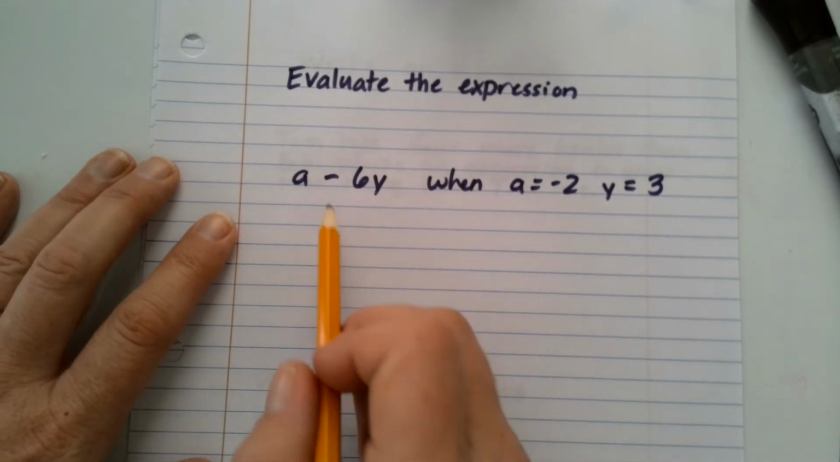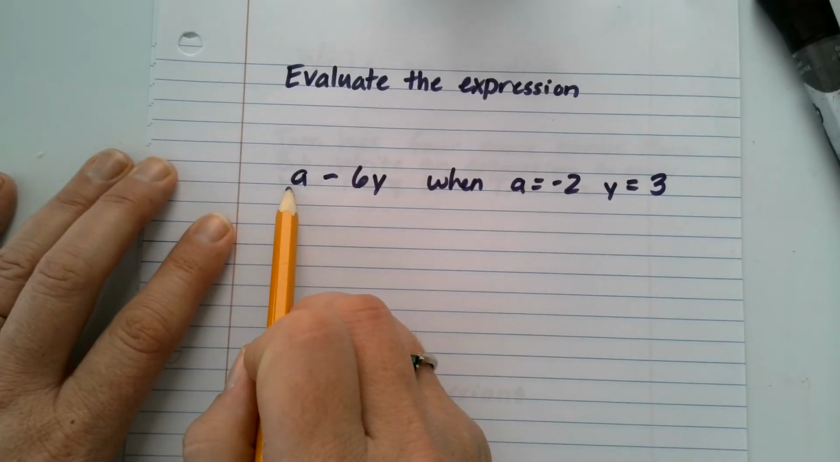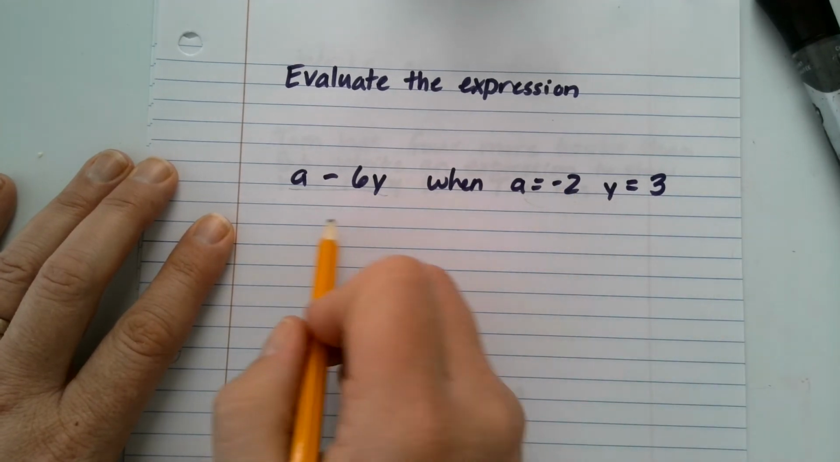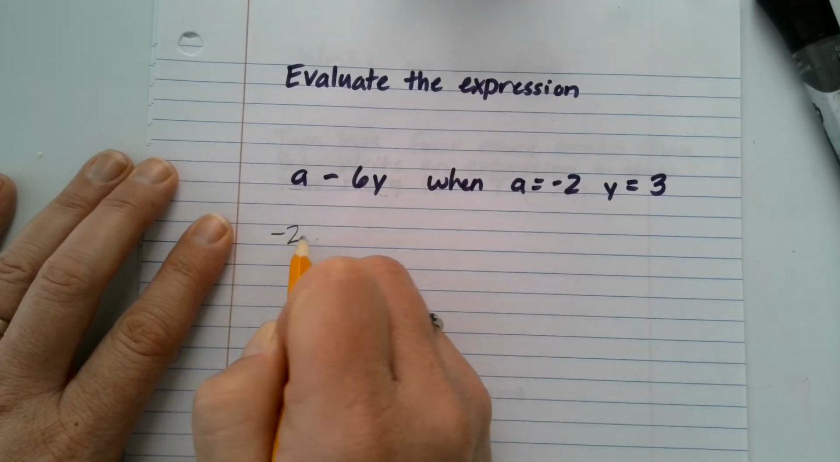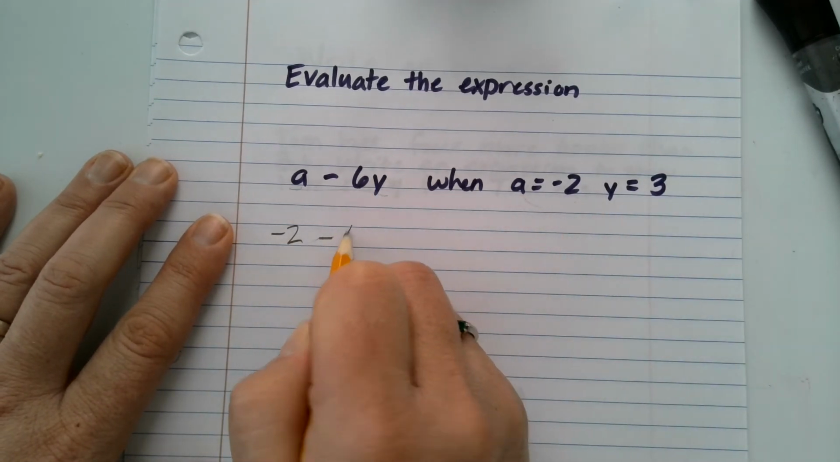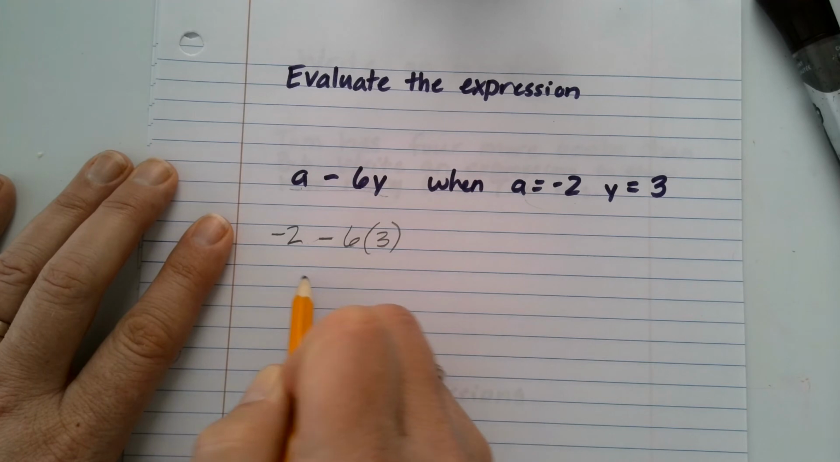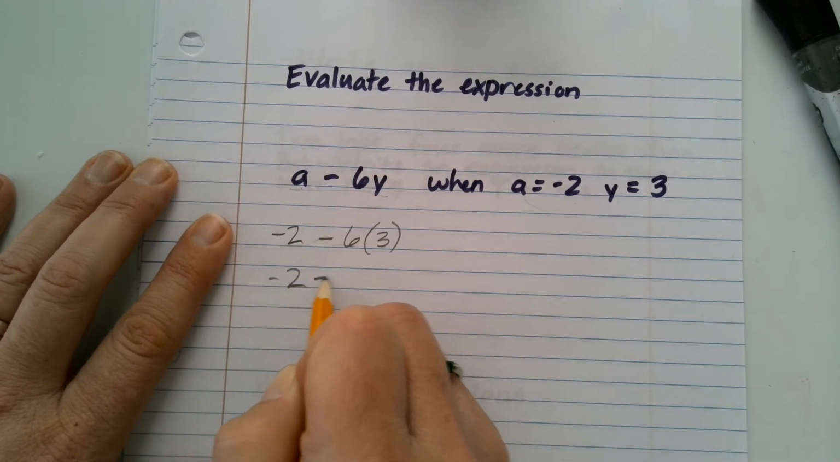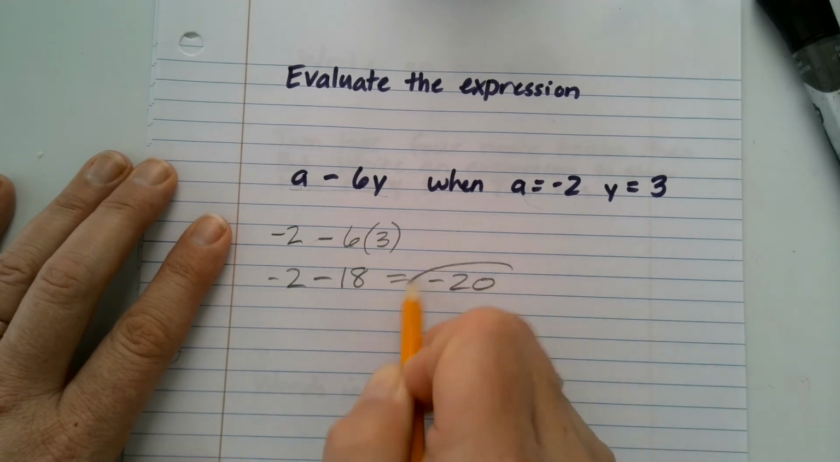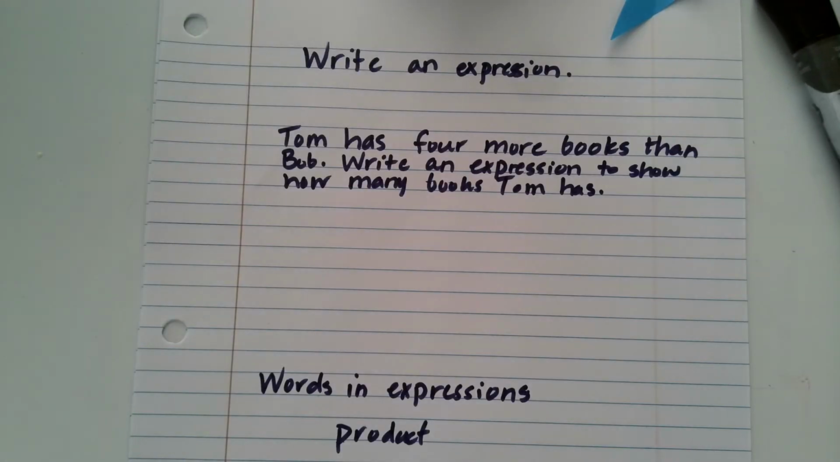So the next section of the quiz is going to ask you to evaluate the expression. So they give you an expression, and they give you values to plug in for a and for y. So we're going to put negative 2 in wherever we see an a, and then minus 6y. Well, we know y is 3, so we're going to put it like that. So then our next step will be to multiply that out. Negative 2 minus 18 equals negative 20. We have evaluated the expression.